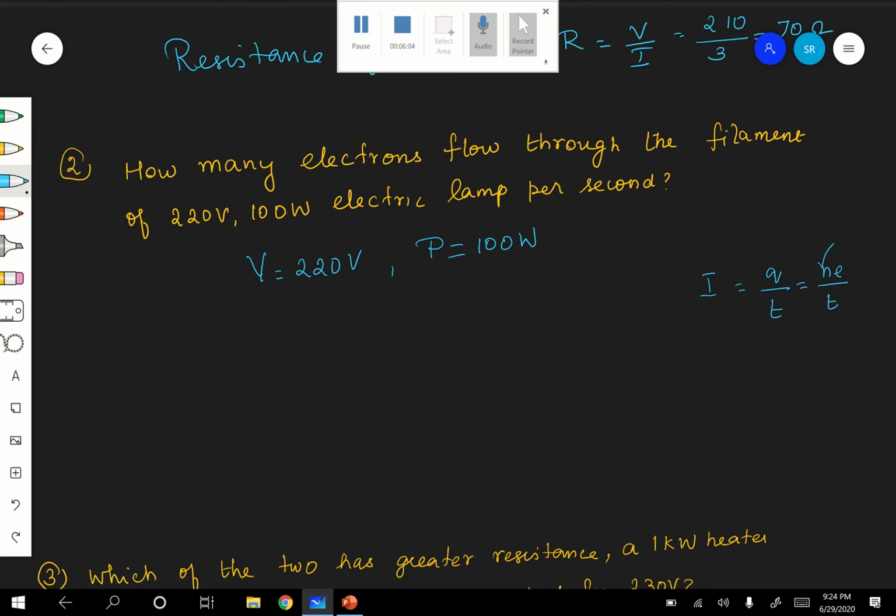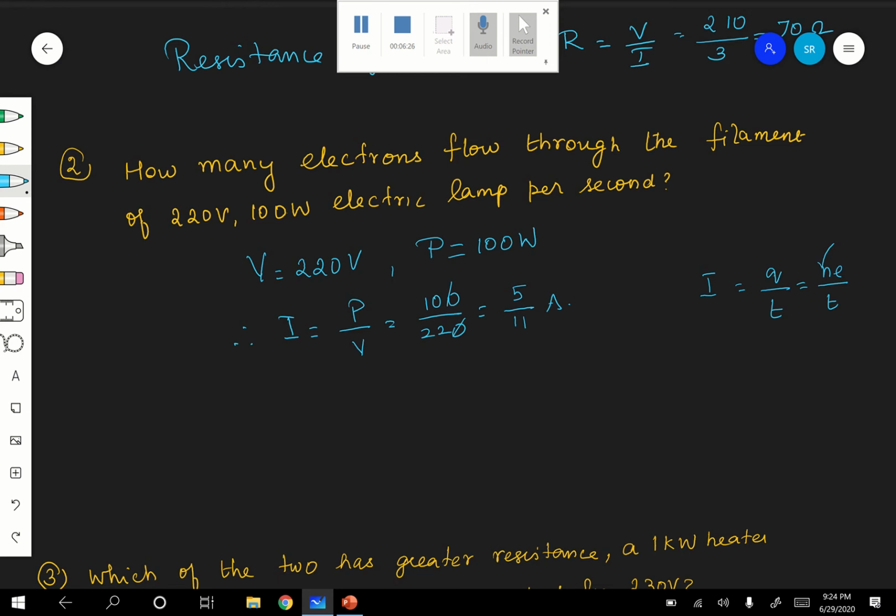Hope you are following. Now, what is I? I is equal to P by V, that is nothing but 100 divided by 220. Therefore, it will be 5 by 11 amps. Fine.